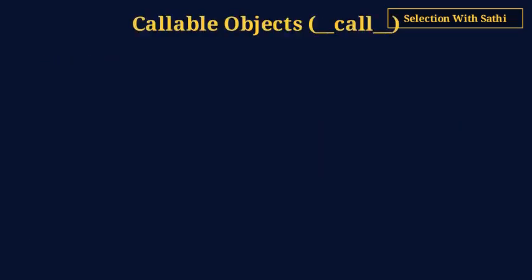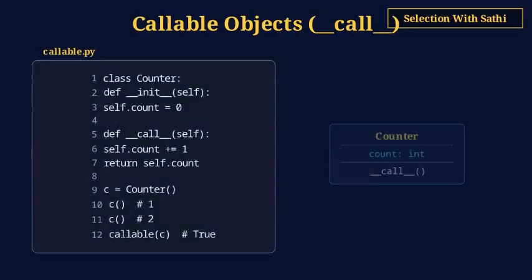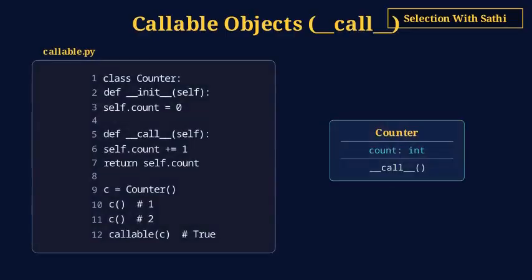The __call__ method makes any object callable with parentheses syntax. If a class defines __call__, its instances can be used like functions. Callable of an object returns true if it has __call__. This is useful for stateful functions, an object that remembers previous calls, like a counter that increments each time you call it.